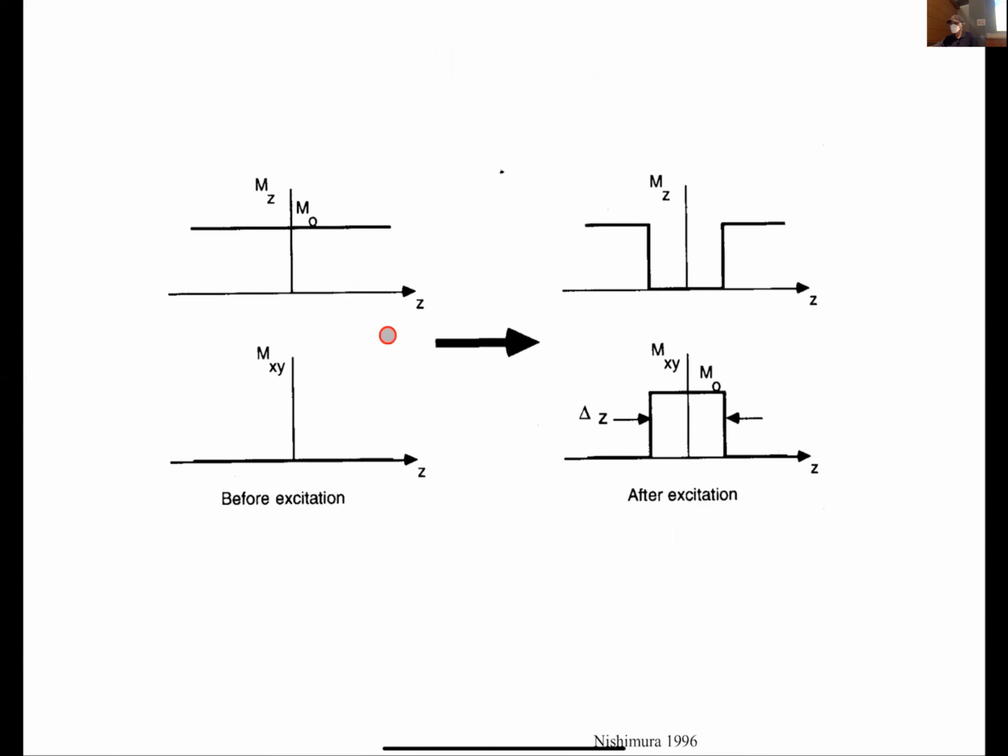What that looks like in this dimension: M sub z is uniform, and there's no transverse magnetization. With selective excitation, M sub z is unperturbed here, but it goes to 0 here, assuming a 90-degree flip angle in the slice. And then within the slice, you get full magnetization in the transverse plane. So this is what you'd like to do ideally. And remarkably, you can come pretty close to this in practice.